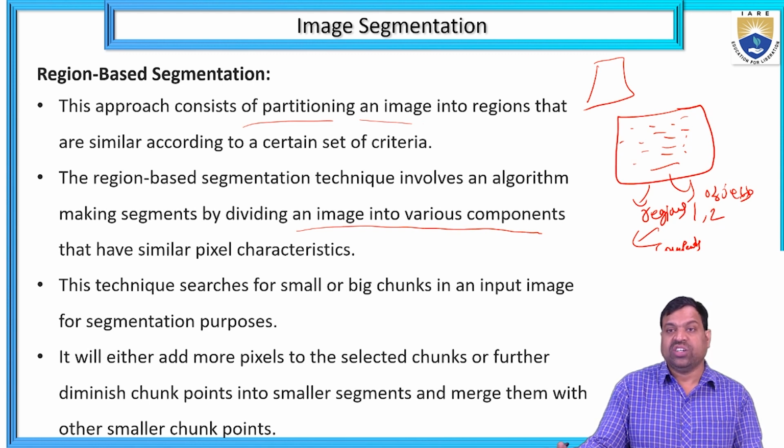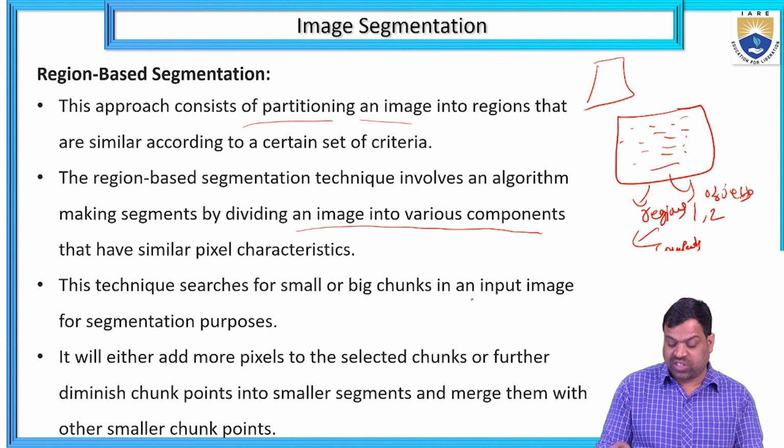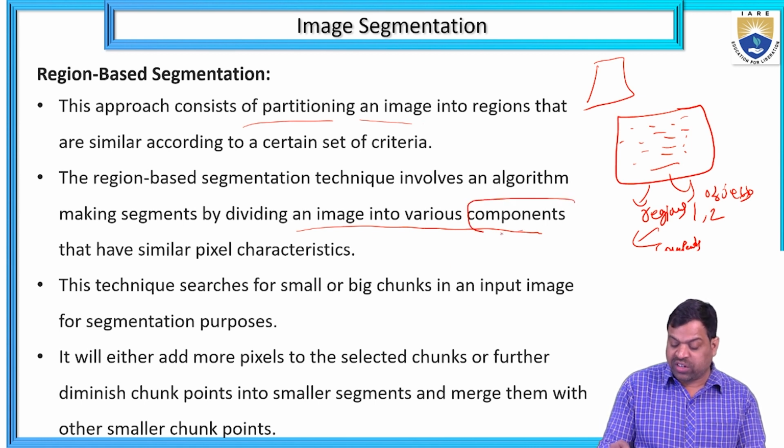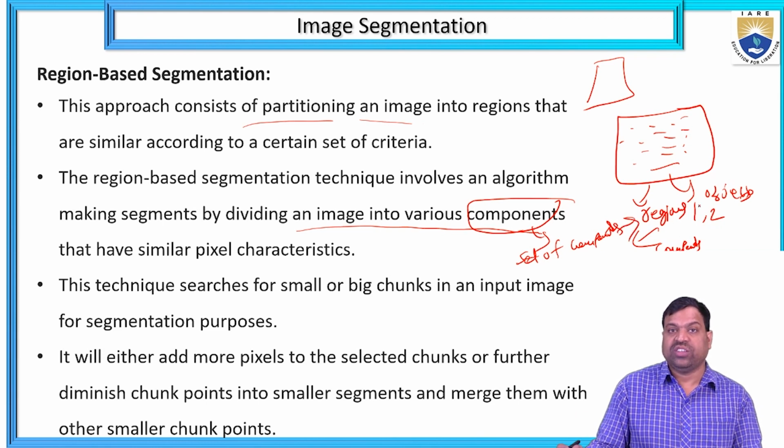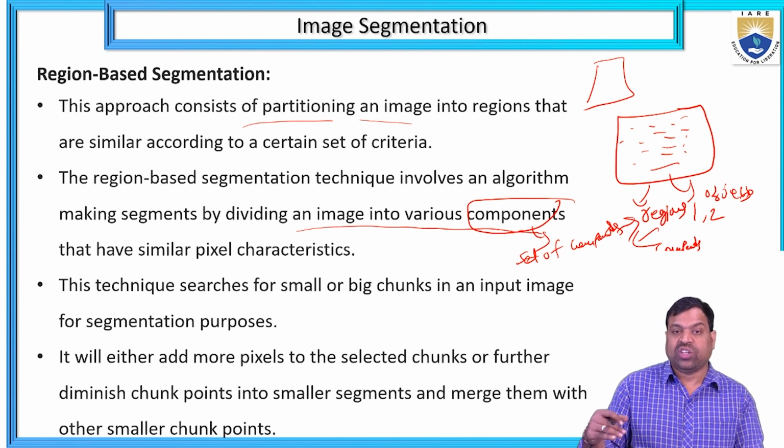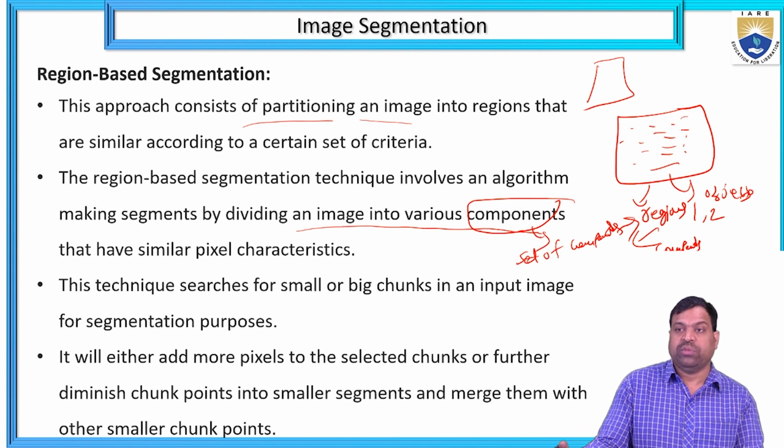In this region, there are so many objects. So in this image, various components are there. A set of components I'm taking as one region. So there are different regions in region-based segmentation: region 1, region 2, region 3, based on the size or shape of that image.